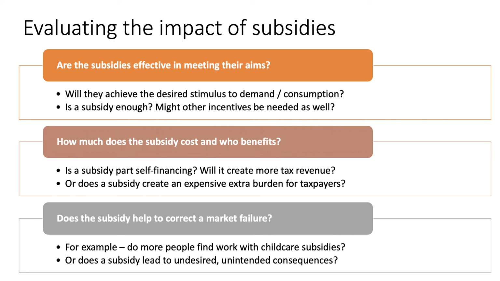And thirdly, does the subsidy help to correct a market failure? Does a subsidy genuinely help to address one or more market failures? So offering tax-free childcare for families, a form of subsidy, is that an effective mechanism for addressing affordability issues in childcare? Offering a subsidy to farmers to produce more food, does that really address a market failure? Or does a subsidy perhaps lead to some undesired, unintended consequences, which of course would be a possible cause of government failure? So lots to talk about when you get a subsidy question.